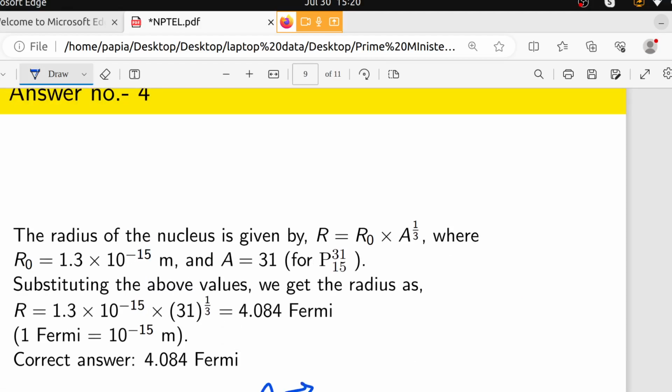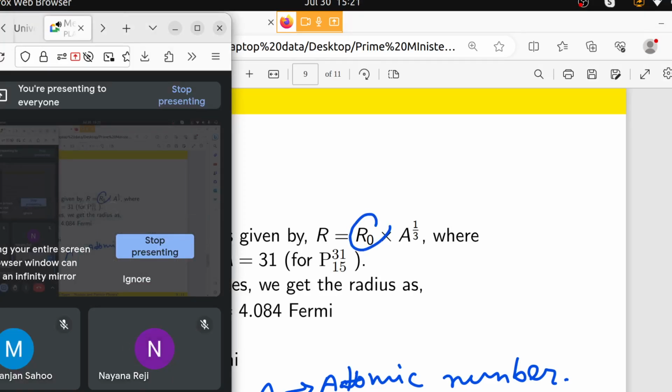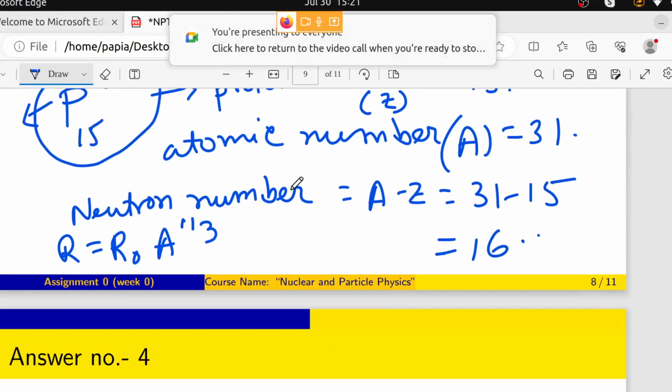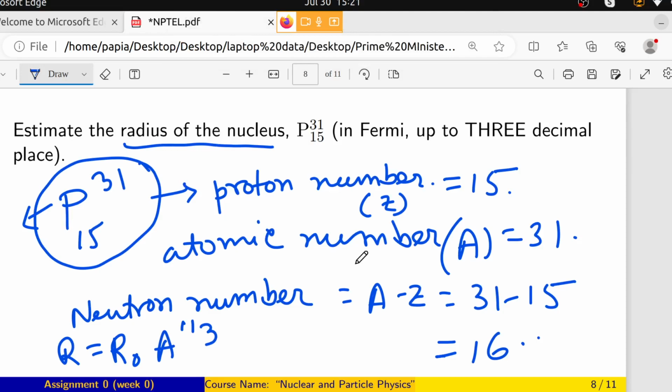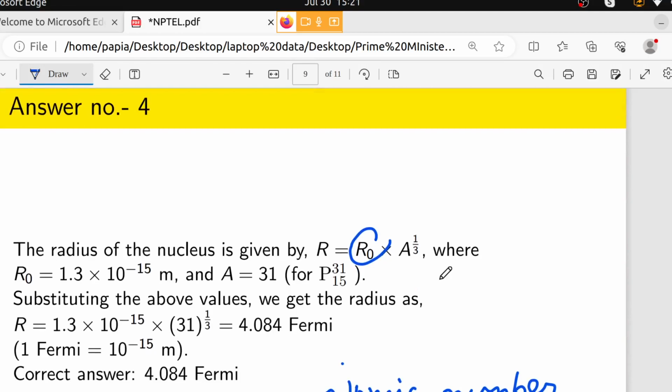As I already said, A is the atomic number. Sorry, I mean the mass number. Atomic number means Z, right? Sorry, someone pointed that out to me. So A is the mass number.